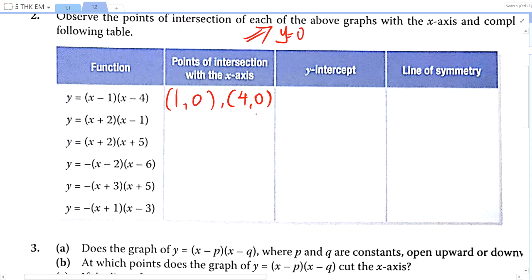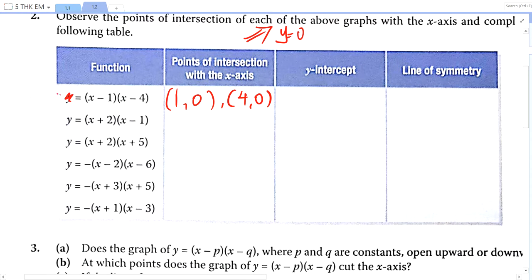Who needs me to slow down? Junior, too simple, is it? Muzdalifah, okay? Do you know how I get (1, 0) and (4, 0)? Okay, then can we just do everything? Fill up the table now, since all of you know how to do it.